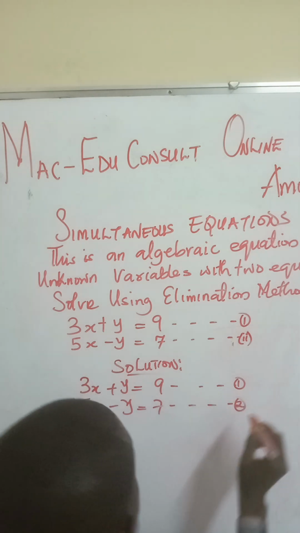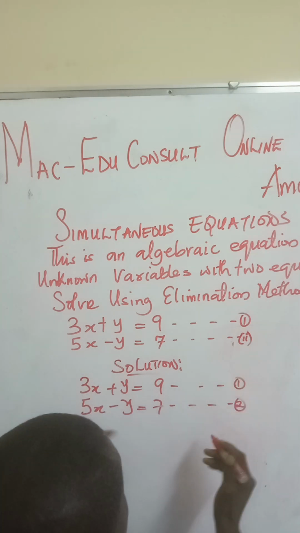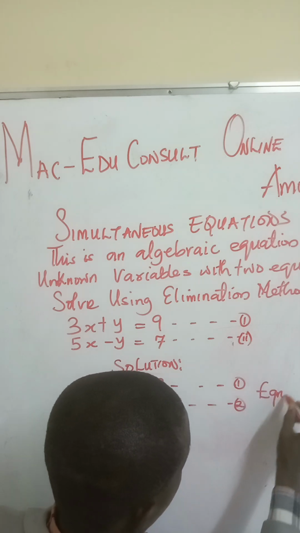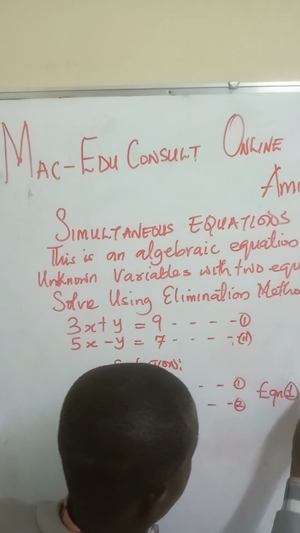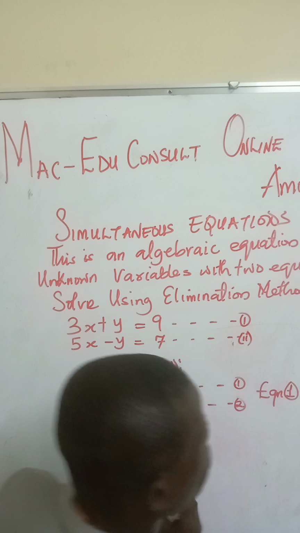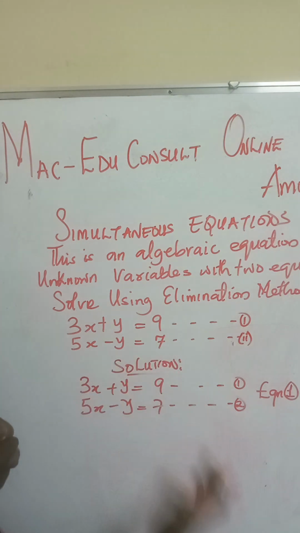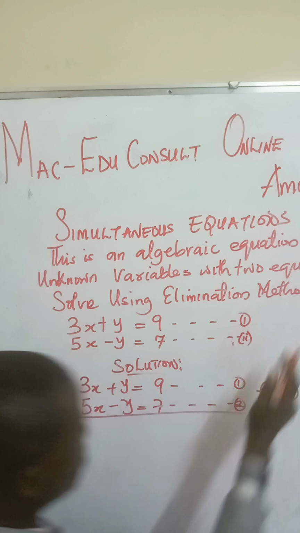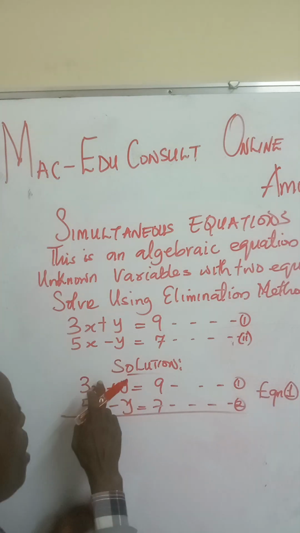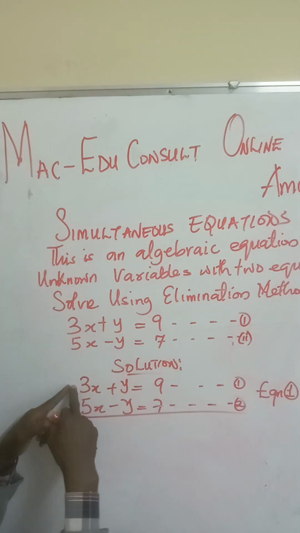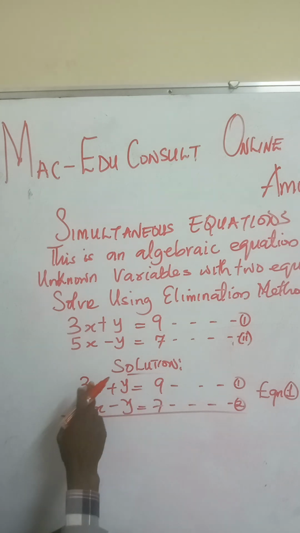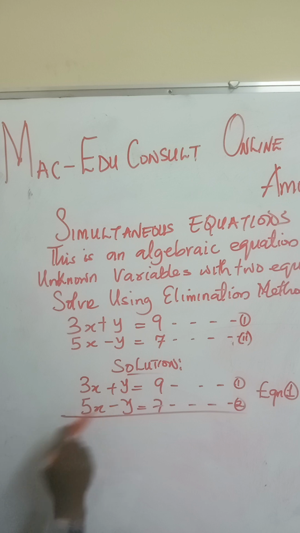So I now come here and say, okay, equation 1 is larger than equation 2. So I can decide to say equation 1 minus equation 2. Meaning I need to remove equation 2 from 1. I rule a line now because I'm using the elimination method. Now look at this. This 3x is in equation 1. This 5x is in equation 2. So it means roughly 3x minus 5x.